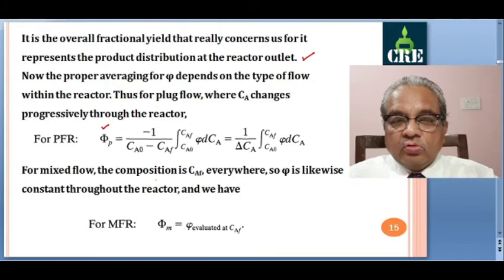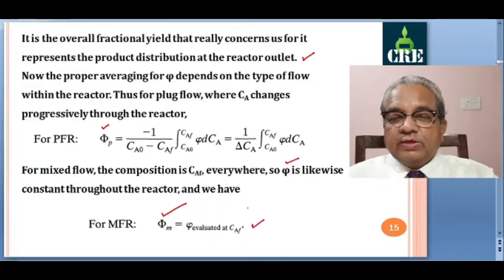For mixed flow, it is the composition Ca final. In mixed flow, whatever the exit concentration is, the same is at all points everywhere in the reactor. That is the assumption for our mixed flow reactor model. So small phi is constant throughout the reactor. So this capital Phi m, the overall fractional yield, will be simply the instantaneous fractional yield evaluated at the exit concentration.